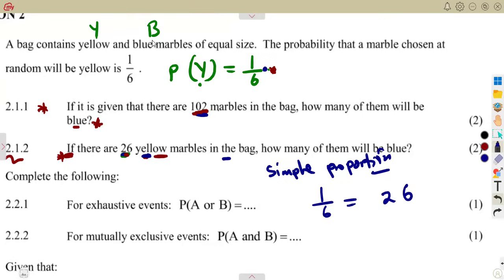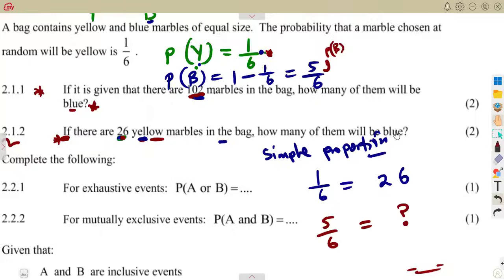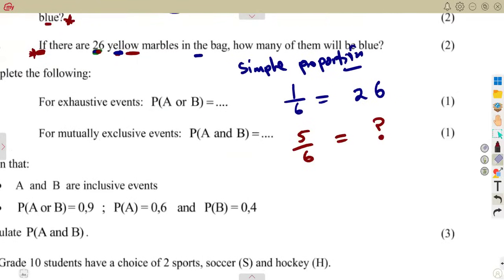what about the probability of blue? Remember, I talked about this: if the probability of yellow is 1 over 6, the probability of blue is going to be 1 minus that of yellow, which is 1 over 6. So it must give you 5 over 6. So if the probability of blue is 5 over 6, how many blue marbles do we have? It's just a simple proportion, just like what we had before.